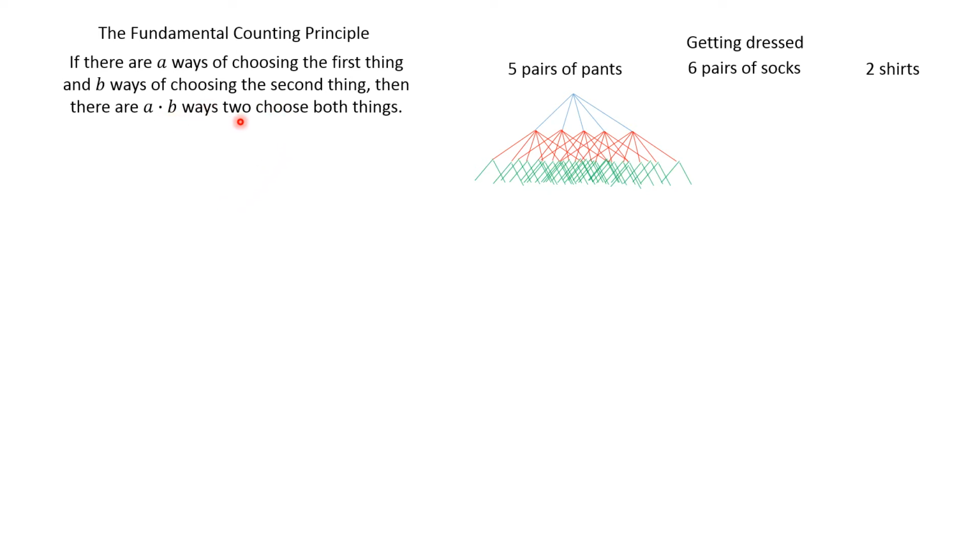So here this says if I just want to choose pants and socks, I have 5 times 6 ways of choosing my pants and socks. So we have 5, and then each of those has 6. Doesn't that just make 5 times 6, which is 30? And then 5 times 6 times 2 is 60 ways for me to get dressed in the morning. So there we go. And that's really all the fundamental counting principle is. This times this times this.